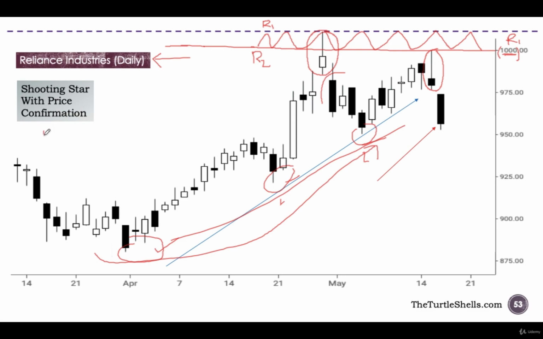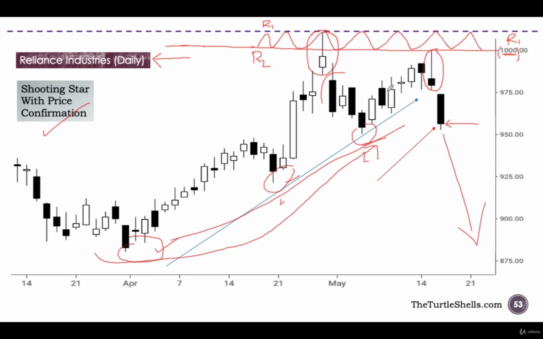Now in this video, our objective is to wait for price confirmation. Although here we don't need to wait for a price confirmation because we already have the prior resistance confirmation. But if we want that extra confirmation, then we wait for the next candle to appear, which is this candle. So that's our close, which has closed. If it closes below the shooting star close, then we have a price confirmation.